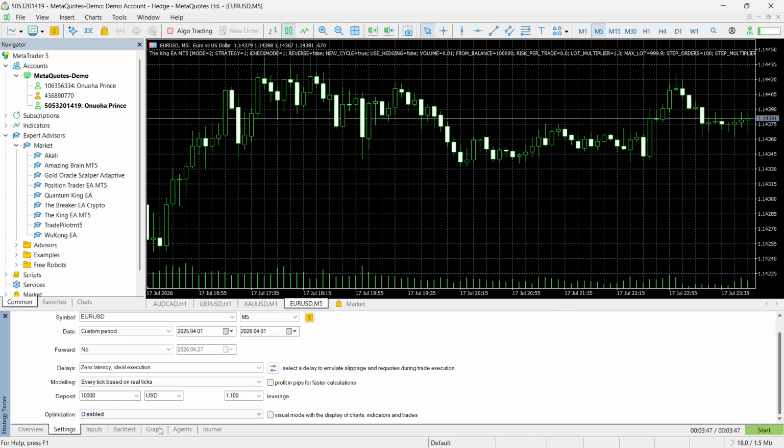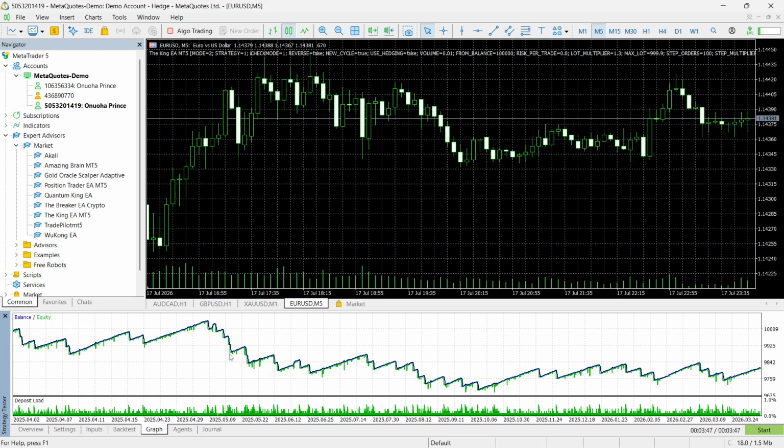Okay, so for the 10K account, looking at the equity curve, it was mostly sideways, with some small ups and downs early on, as you can see. Then it entered a longer decline with minor recoveries before ending lower overall. Deposit load shows frequent activity, typical for hedging/grid systems that keep multiple positions open.